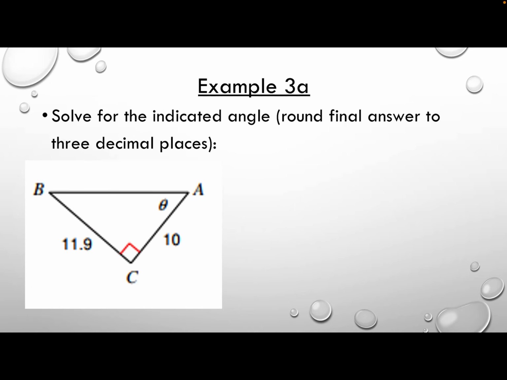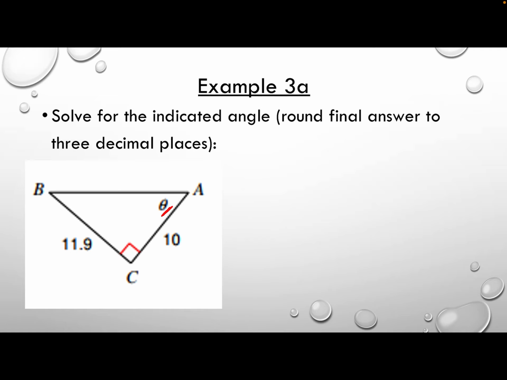Now let's look at a different situation, because when you're solving for a side, your strategy is basically the same. Determine which trig function you're using, and then from there just get the variable by itself. Now, when solving for an angle, we have to do something a little bit different. So example 3A, solve for the indicated angle. As you can see, the indicated angle is theta. It looks like a 0 with a line through it, but it is not 0. Like I said, it is the Greek letter theta.